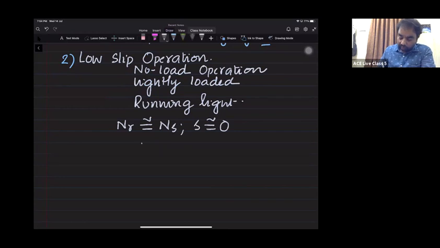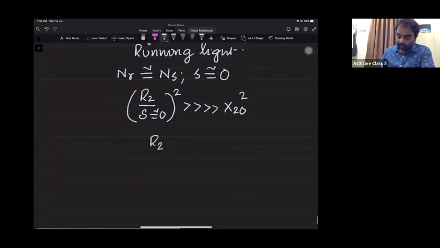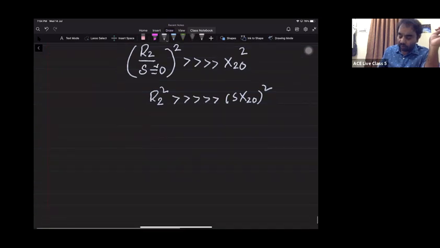When slip is approximately equal to 0, you can see R2 by S is much greater than X2 naught. R2 by S whole square will be much greater than X2 naught square. If that is the case, R2 square is greater than (S X2 naught) whole square. So during low slip operation, up to 10% we can have, R2 square will be much greater than (S X2 naught) square. What do you mean by that?